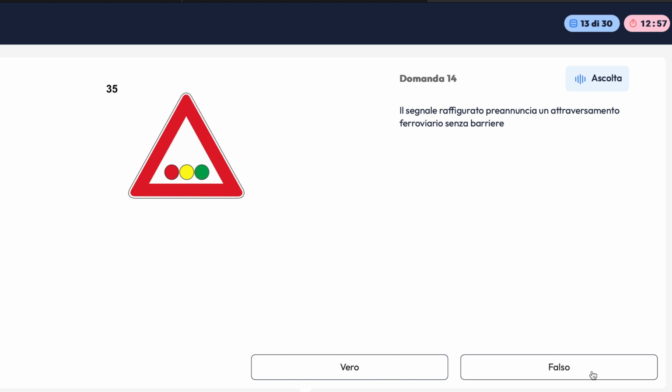Question number 14. Il segnale raffigurato preannuncia un attraversamento ferroviario senza barriere. The question says this sign is referring to a train line without barrier, which is false, because this sign is referring to a semaforo.